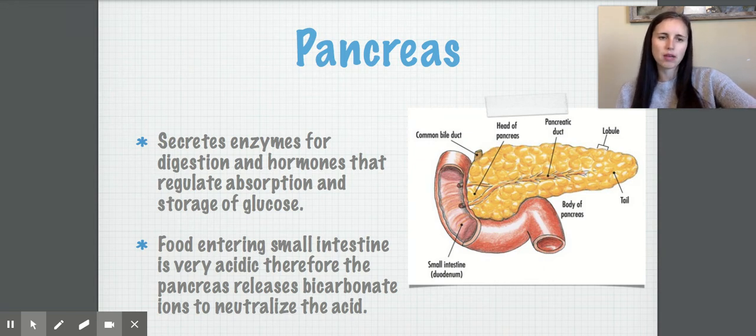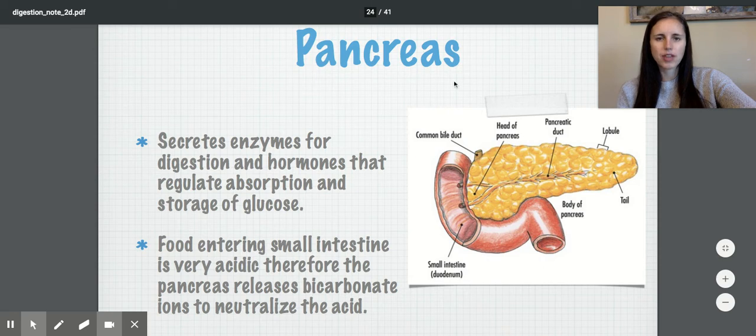So your pancreas helps to regulate your blood sugar levels. Another thing that the pancreas secretes, remember that food at the very beginning of the small intestine is coming from the stomach. The stomach is very acidic. We've just dumped a bunch of stomach acid into this chyme that's entering. That's not going to be good for my small intestine.